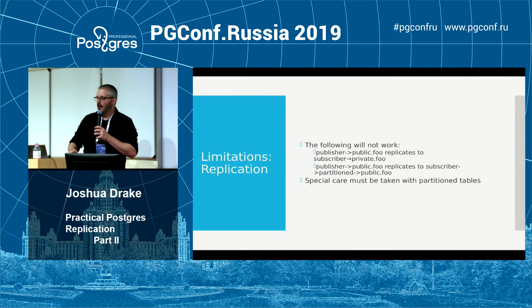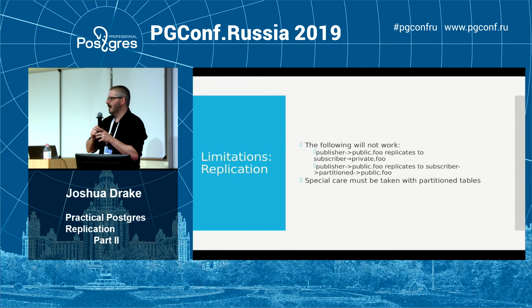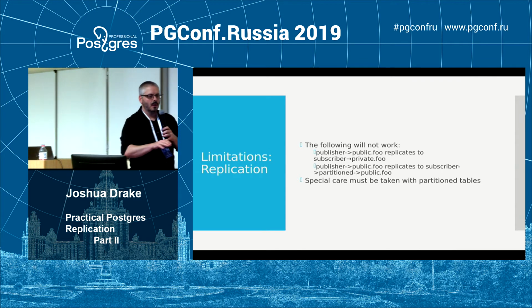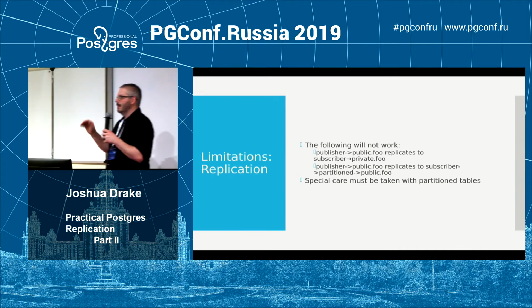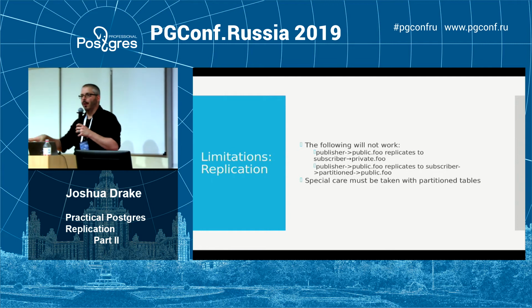Also, publisher public.foo replicates to subscriber partitioned public.foo. That does not work either. That is even more useful if you think about a scenario where you have a bunch of edge servers that are processing transactions that are maybe sending down audit logs or something like that to a central store.